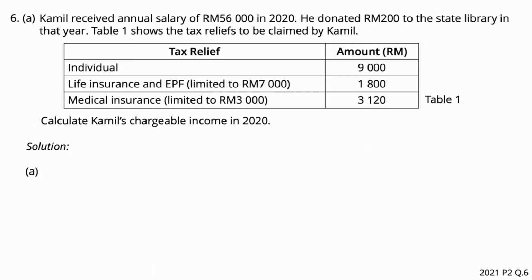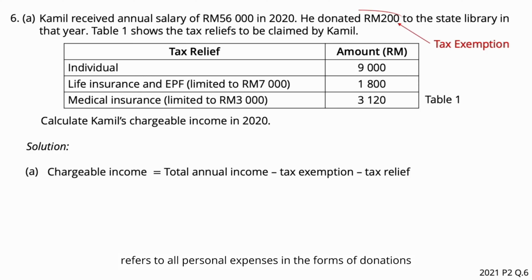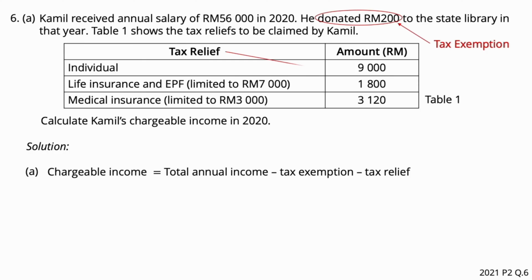Question number 6. Please pause and read the question. A. Chargeable income can be calculated by total annual income minus tax exemptions minus tax relief. Tax exemption refers to all personal expenses in the forms of donations. Tax reliefs refer to items or expenses which are not taxed for the benefit of the individuals or family members.